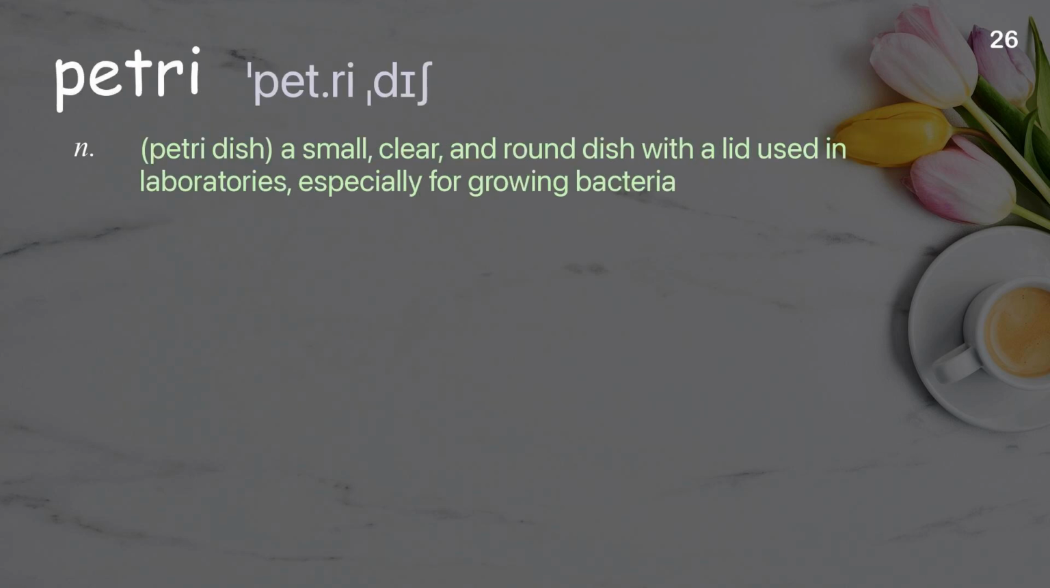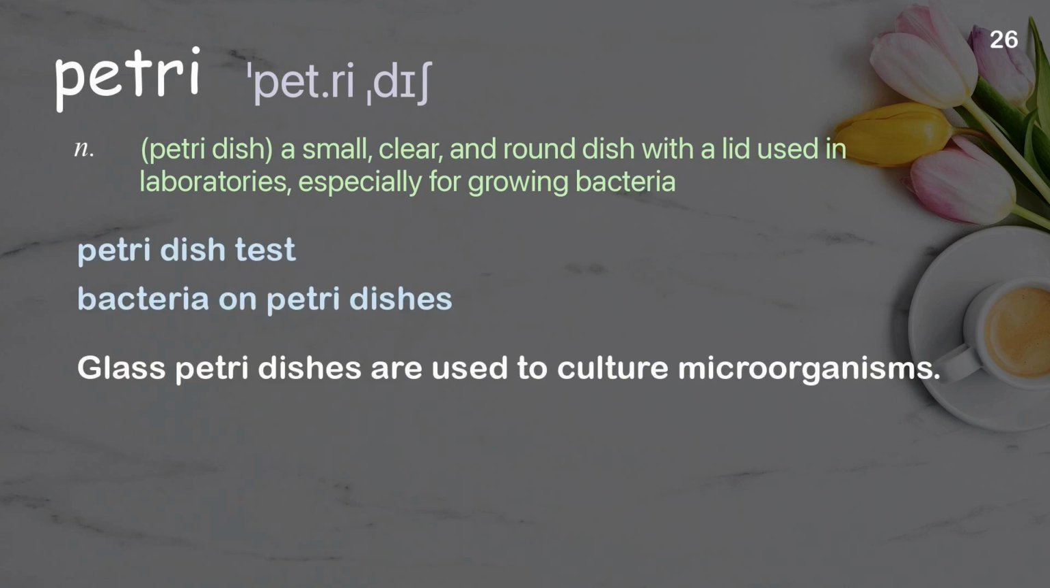Petri. Petri dish, a small, clear, and round dish with a lid used in laboratories, especially for growing bacteria. Examples: Petri dish test. Bacteria on petri dishes. Glass petri dishes are used to culture microorganisms.